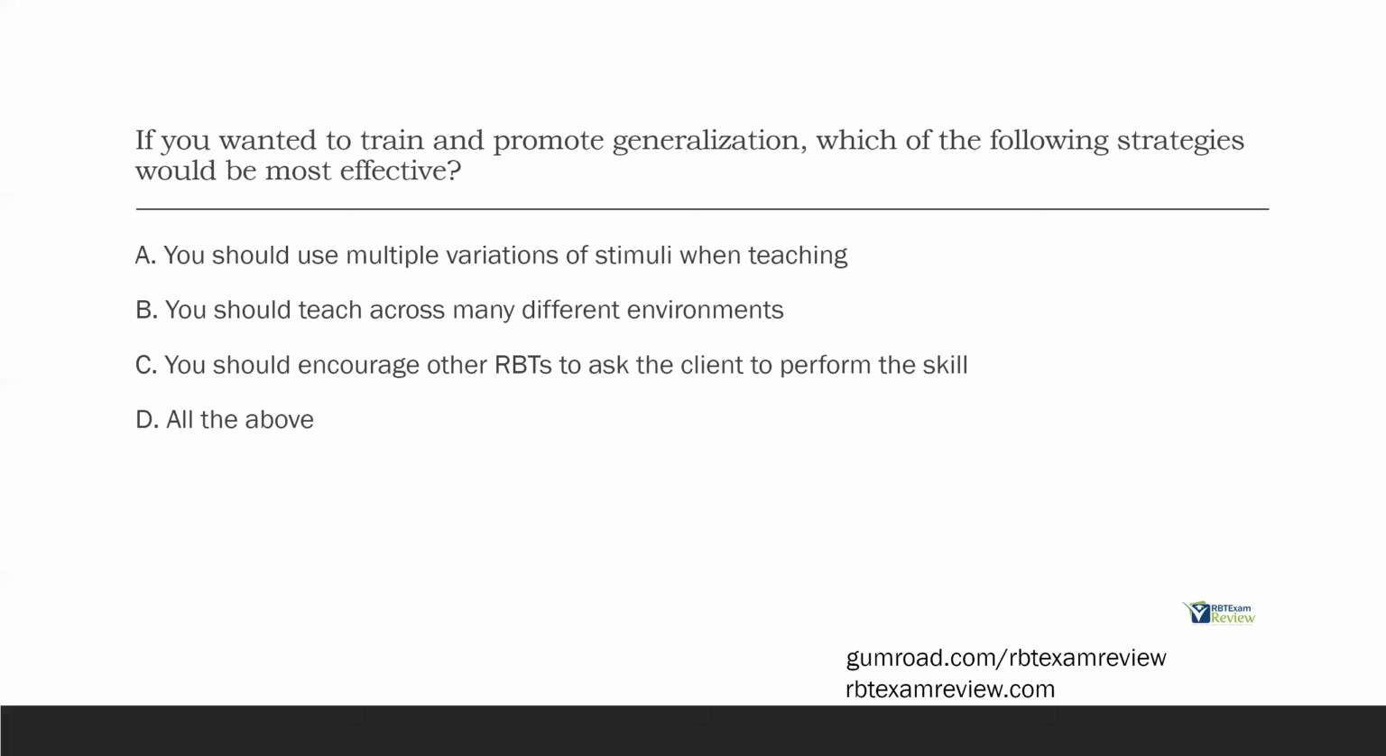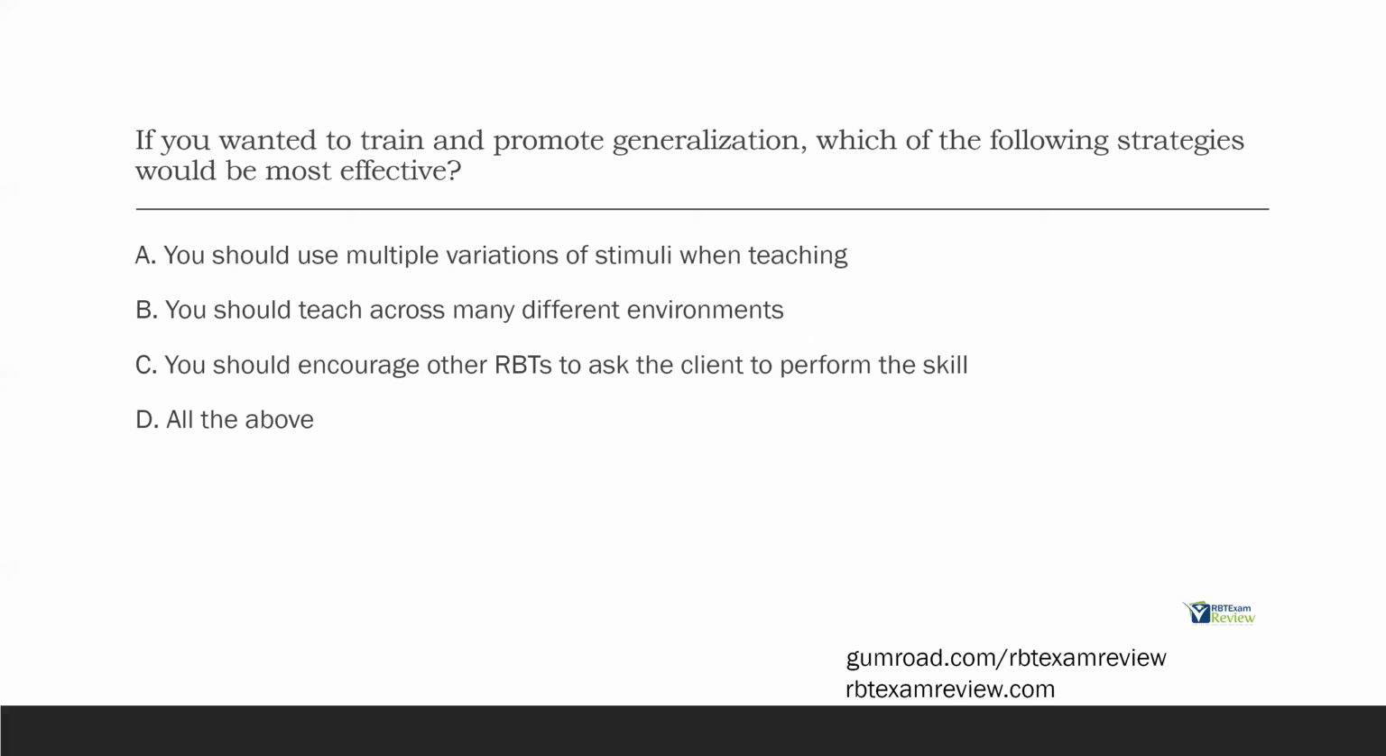We need to read the rest of the answer choices. Here's a good example why. B, you should teach across many different environments. That's the whole point. When we want to generalize, we need to teach across all environments. If I teach in the home, I need to teach outside the home, the school, and the clinic. That's the only way we can start to improve our ability to do these things outside of the learning environment. So B also promotes generalization.